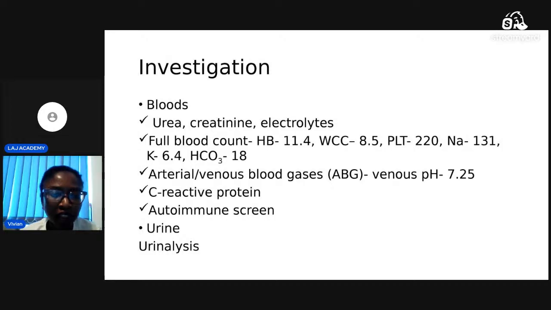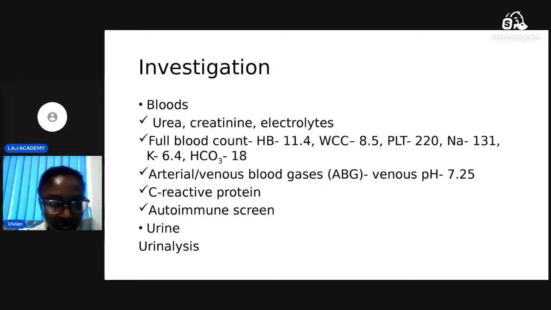In her investigations, these were the results. She had a blood test and urinalysis. The blood test showed a hemoglobin of about 11.4. Her white cell count was elevated at 8.5, and her platelets were 220. She had hyponatremia at 131. Her potassium was elevated at 6.4, and she had metabolic acidosis with a bicarbonate of 18 and a pH of 7.25.